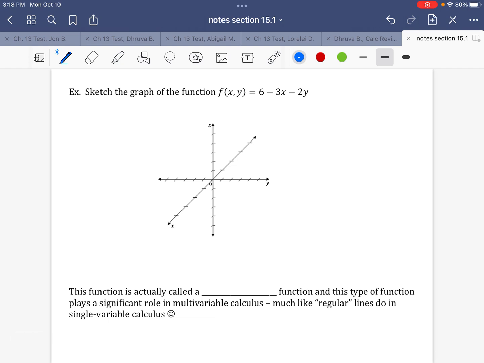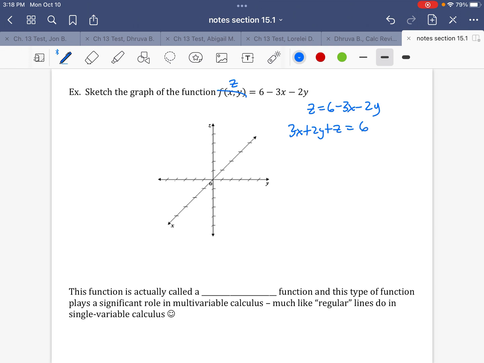All right, so let's go ahead and sketch some pictures here. Remember, this f of x, y, that's the same thing as saying z. So I got z equals 6 minus 3x minus 2y. Hopefully you recognize that if I move everything to one side, you get 3x plus 2y plus z equals 6. It's a plane.